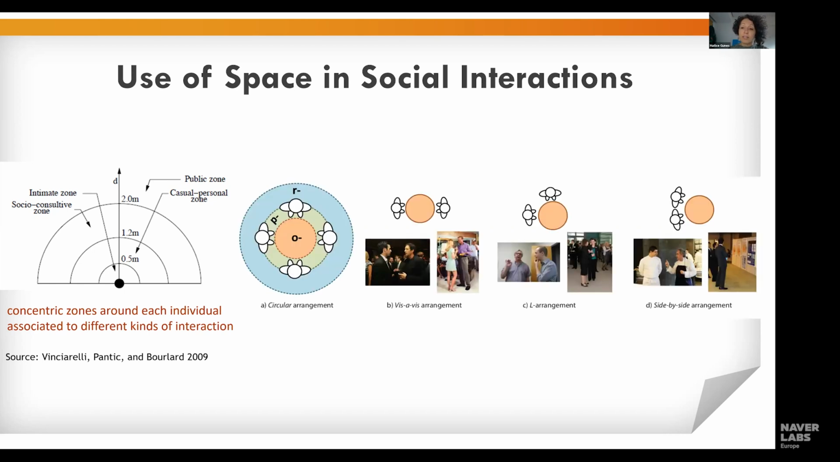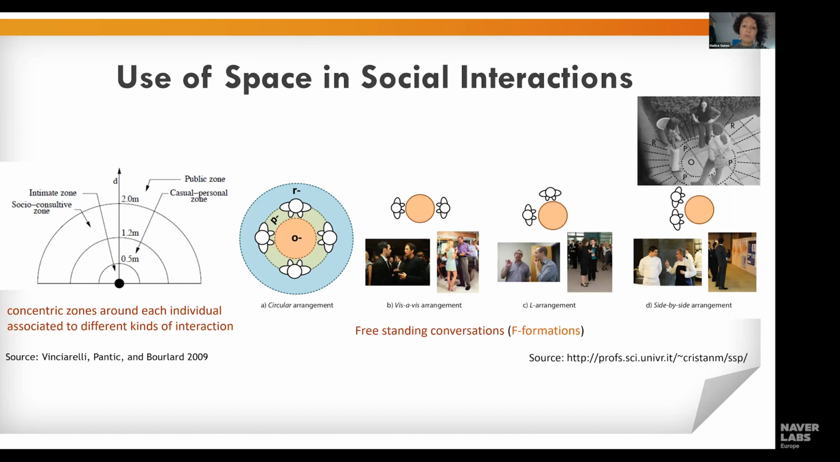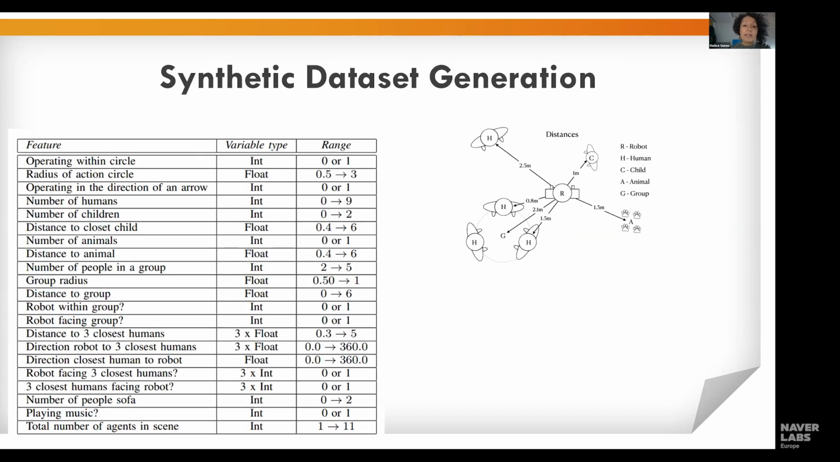Also, we use Adam Kendon's characterization of the F-formation system for spatial organization as a conceptual lens to analyze social interactions. So F-formations have been used in computer vision to detect particularly freestanding conversational groups. And there are various formations as identified by Kendon. So using these as inspiration, we created a synthetic data set, and we had various features that we could vary to be able to have different combinations of these aspects and parameters.